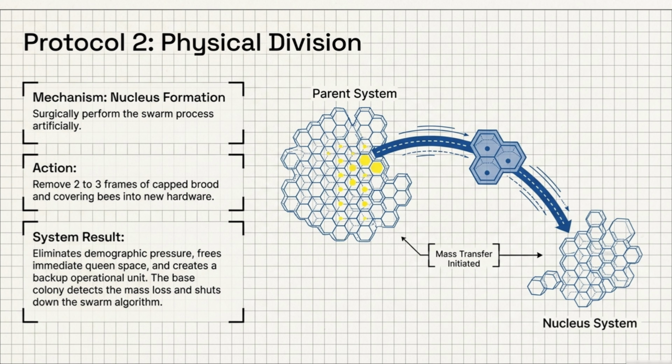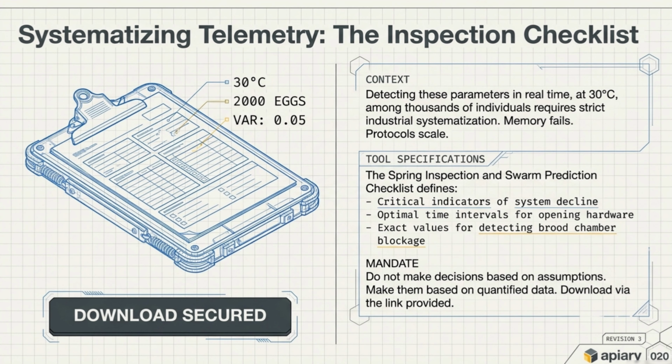Phase 1. Construction of drone hardware. The system first increases drone production. Drones are logistically necessary to fertilize the new queen. Their incubation period is longer, so the system starts their production weeks before the swarm itself.